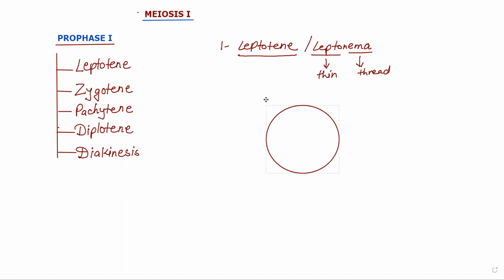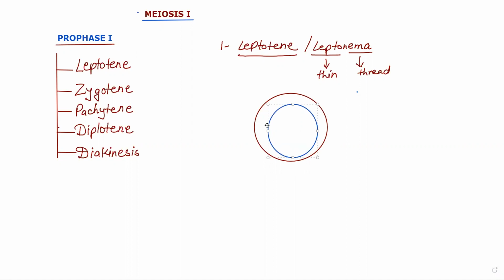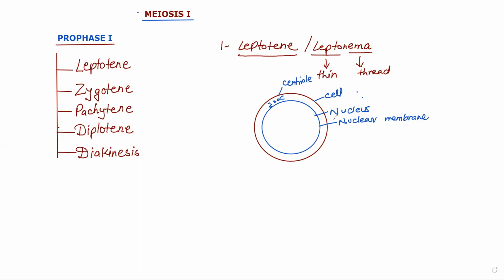Here is our cell. Inside the structure, that is the nucleus. Here is our centriole. This is the nuclear membrane. And here is the nucleolus. Yes, here we can see our long and thin thread-like chromosome.